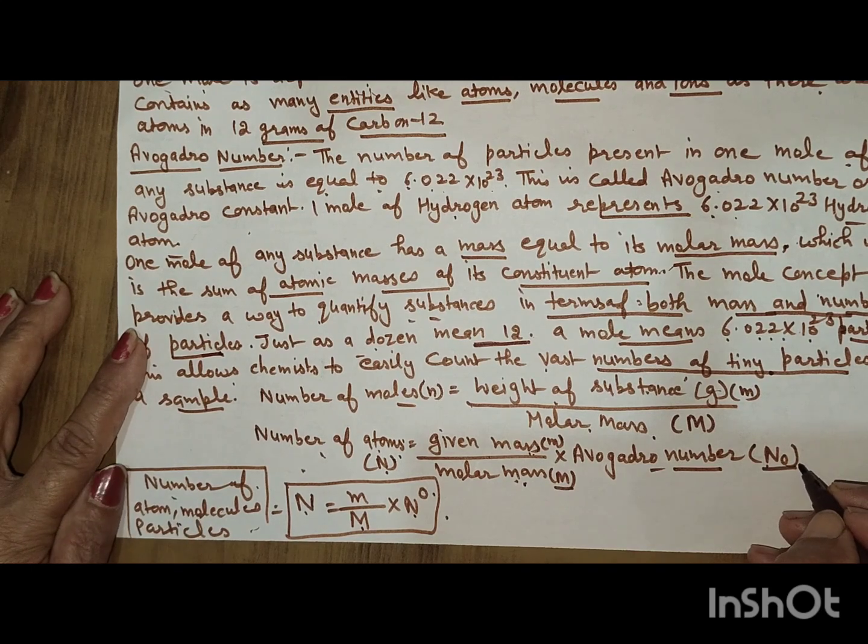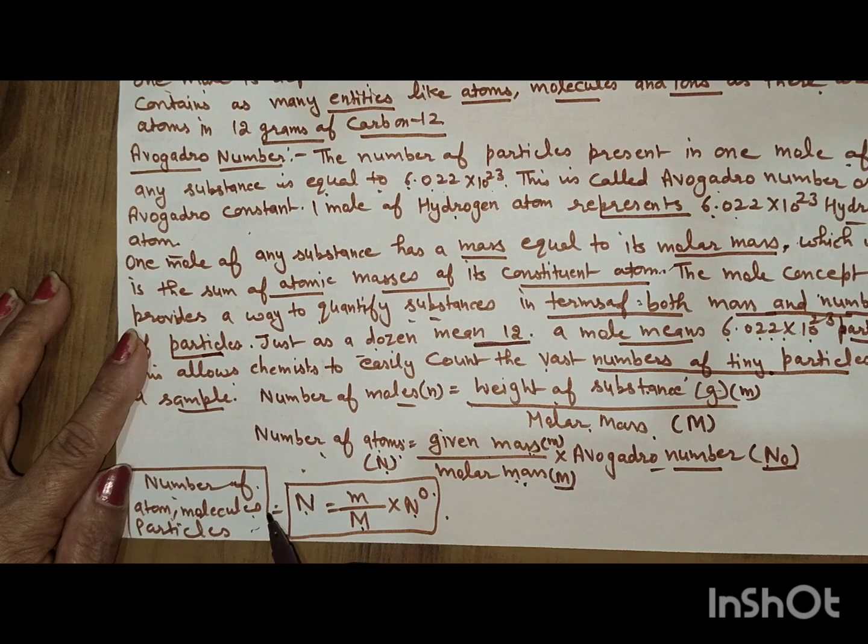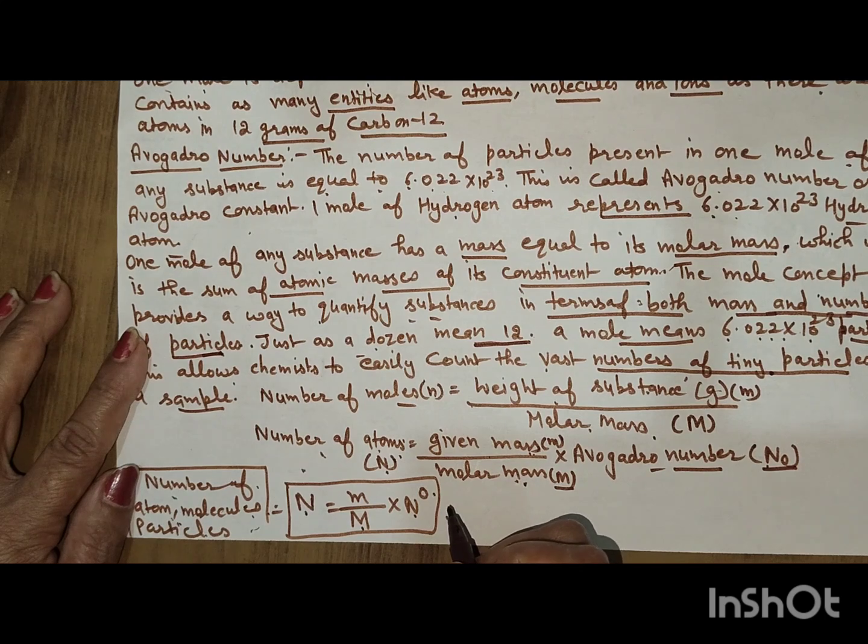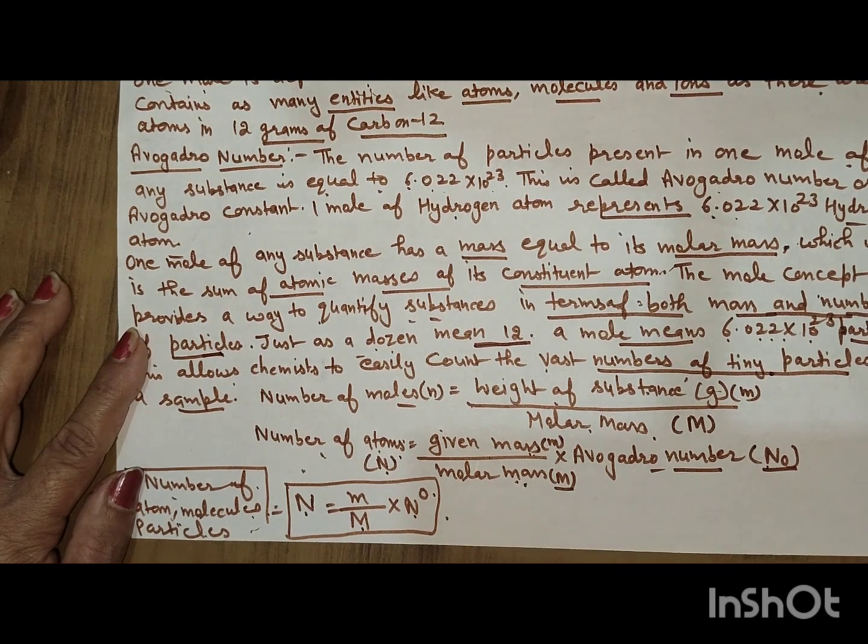If we count the number of atoms, molecules, ions or particles, then the formula will be N equals small m divided by capital M, times N0, where N0 is the Avogadro number, and the Avogadro number is 6.022 × 10^23. This is the mole concept.